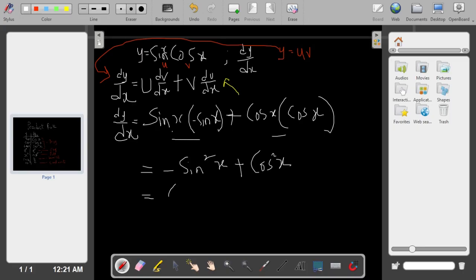You can leave your answer like this, but it's good for you to rearrange it. So that is cos square x minus sine square x. So this is your final answer. This is what? Your final answer. So this is it.